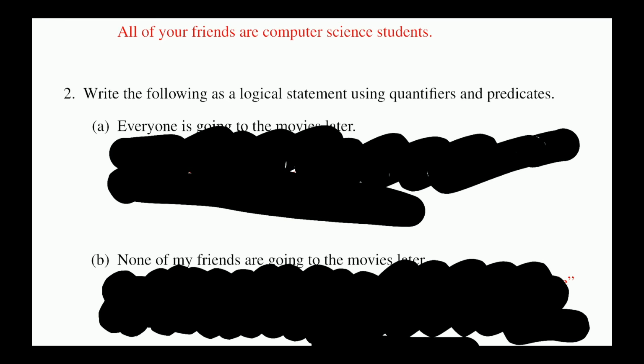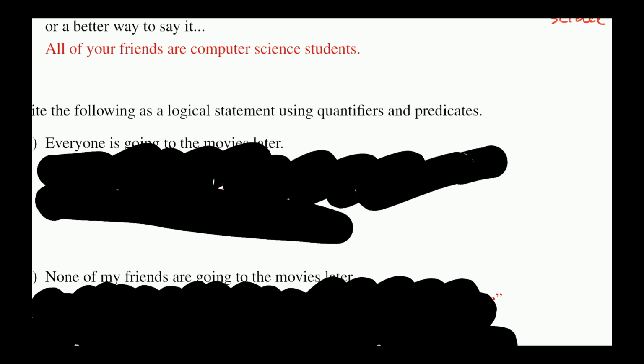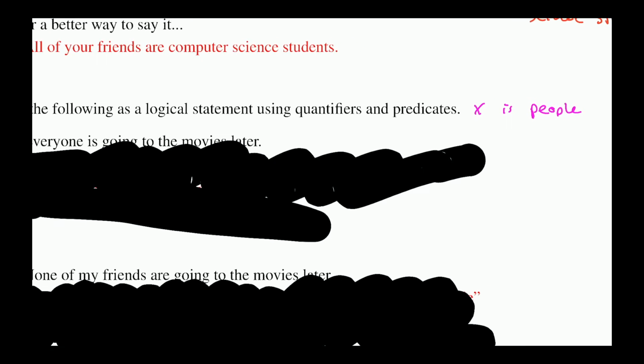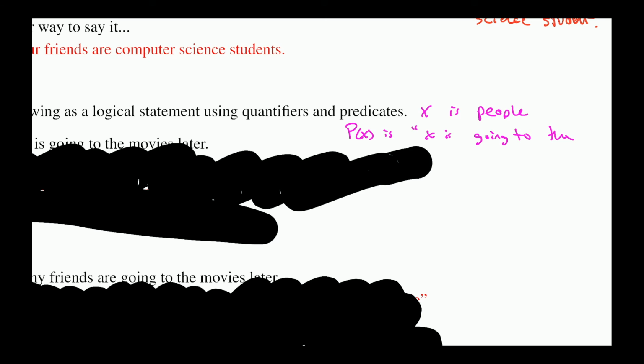So how would we do something like this? Write a logical statement using quantifiers and predicates. Everyone is going to the movies. Now you have to be careful about this, right? You don't have any symbols, so you have to make the symbols up yourself. So you say something like this. X is people, right? Universe of discourse. What are we talking about? Then we need a predicate. Is going to the movies later. So you go P of X is going to the movies later.